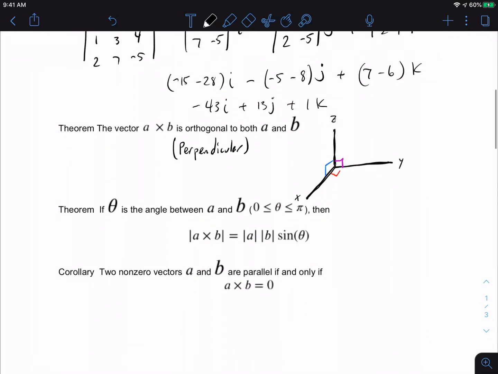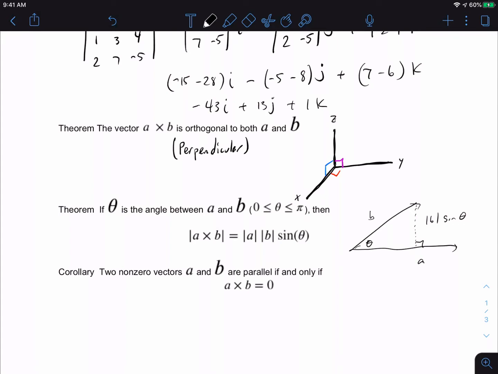Okay, there's a theorem that says that if theta is the angle between A and B, between 0 and pi, then the magnitude of the cross product is equal to the magnitude of each of the vectors times sine theta. Just a picture so you can see. It's going to look like this. If this is B and this is vector A, this is the angle that's being created. And then from the end to the vector A, that's magnitude of B sine theta. But this is just going to be useful for us to be able to find angles between the two vectors and the cross product.